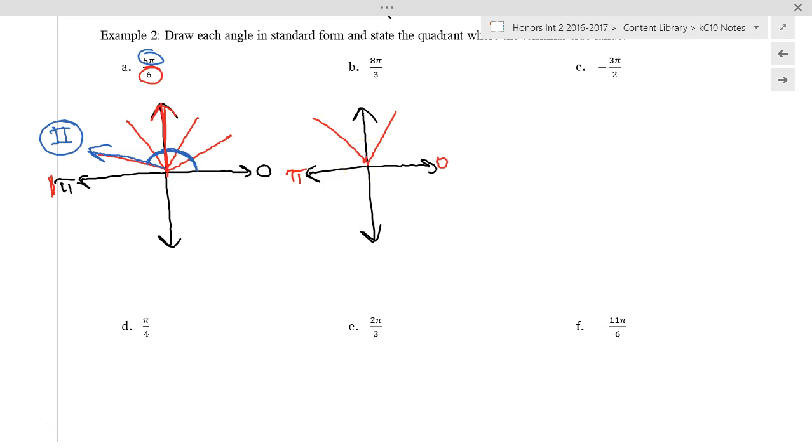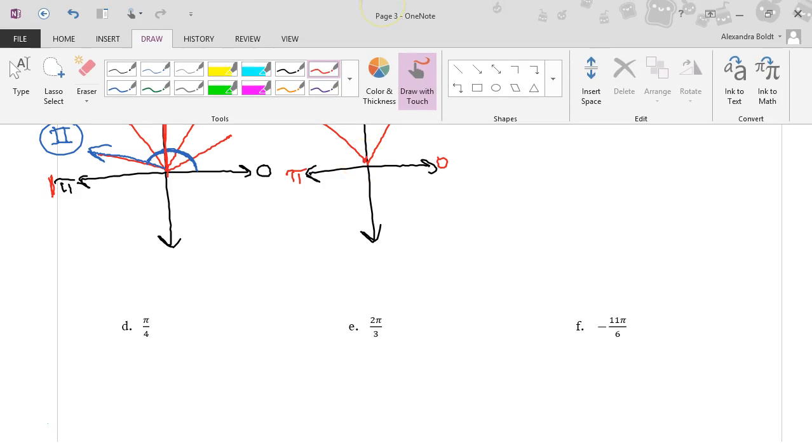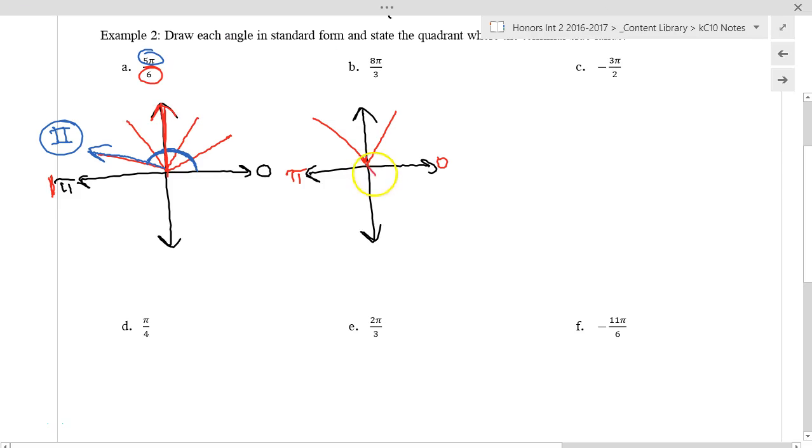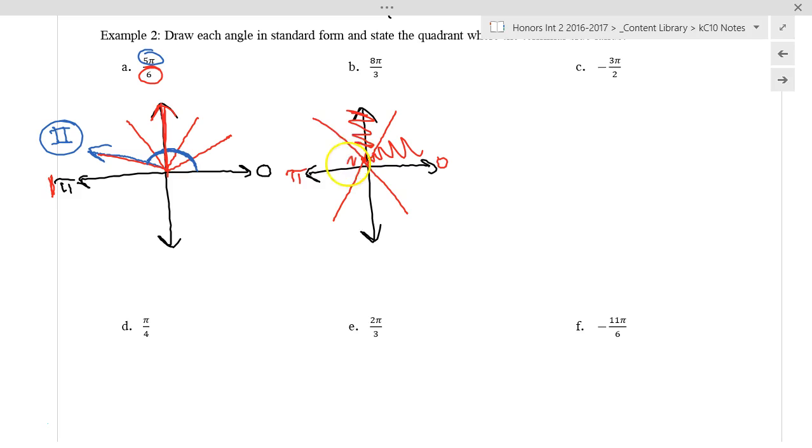I'm going to do the same thing. I know I can only get to 3 here. I need more. I need to extend the line to the bottom quadrant as well. So if you notice, I have 1, 2, 3 sections in that top half. So if I'm going 8 pi over 3, I'm going to count 8 of them. 1, 2, that line going up does not count. 3, 4, 5, 6, 7, 8. It did go around more than once. That is okay. So that's in quadrant 2.